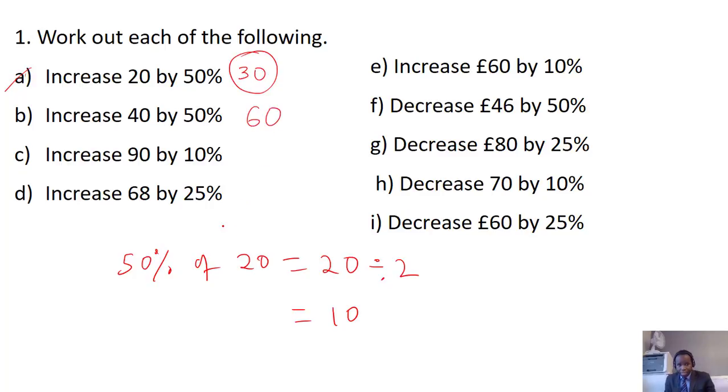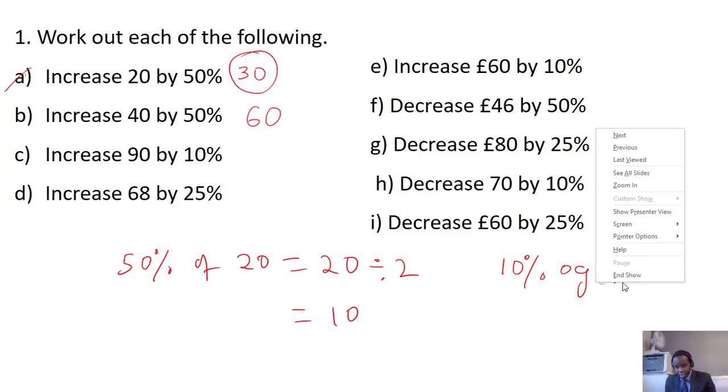Okay. Now, if I do this one for you, remember, if you increase 90 by 10%, first you have to get 10% of it. So I've got 10% of 90. That's the first thing I need to do. So get 10% of 90.